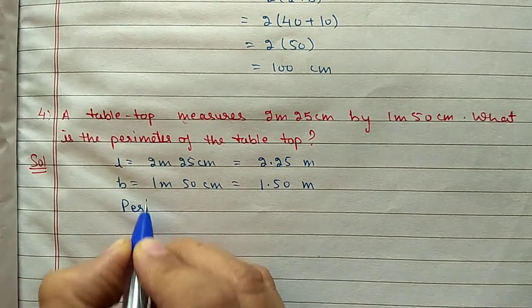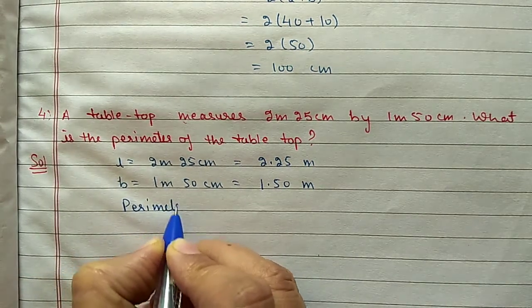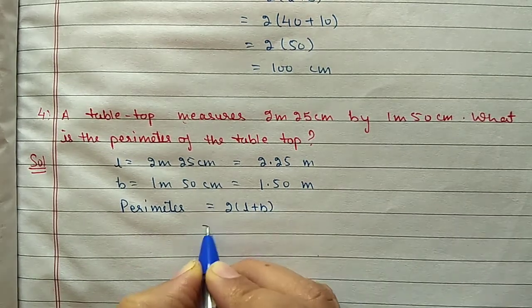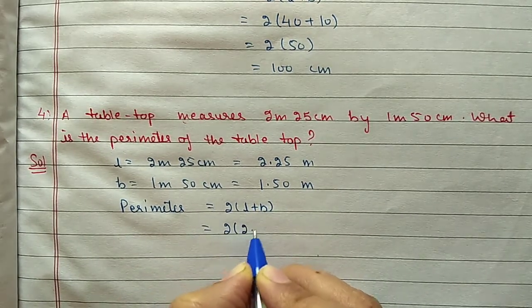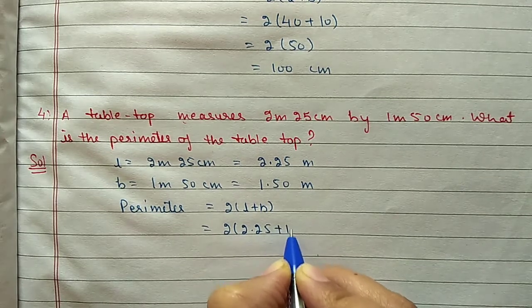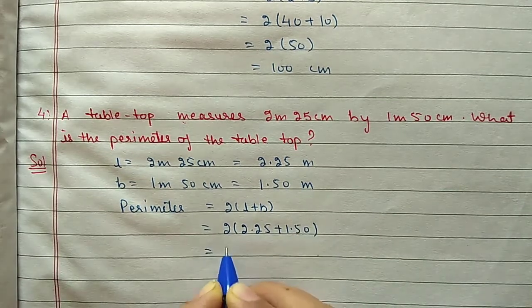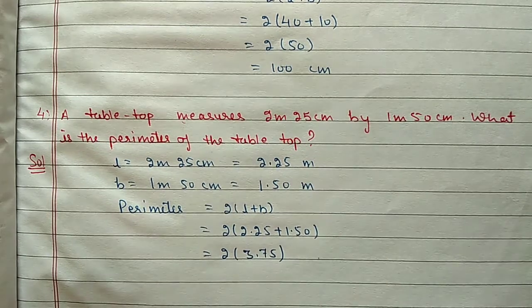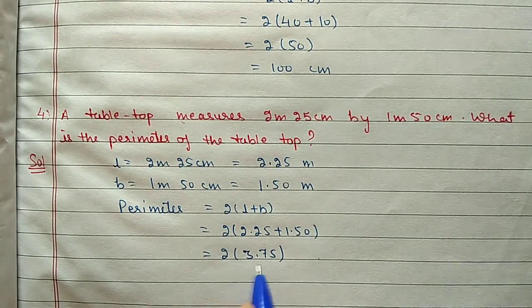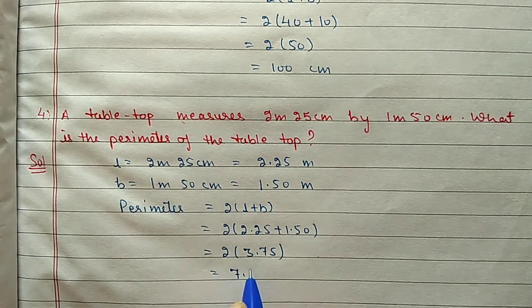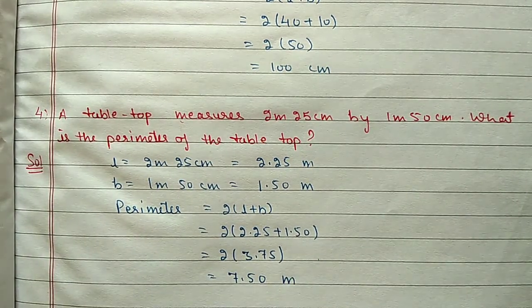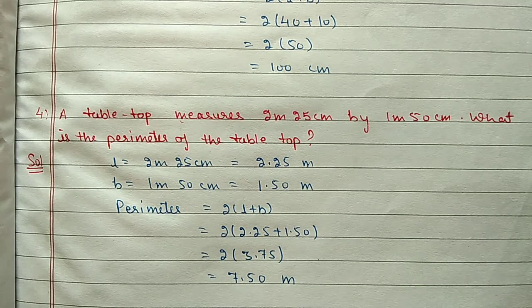Now we have to find out the perimeter. So perimeter is equal to 2 (length plus breadth). Substitute the values. 2.25 plus 1.50 and it will become 3.75, and when you will multiply 2 with this you will get 7.50 meter. So 7.50 meter is the perimeter of tabletop.